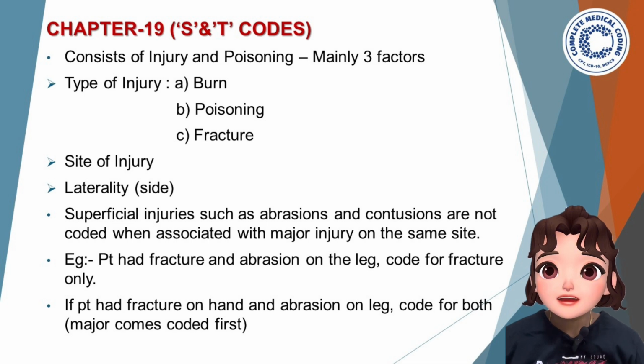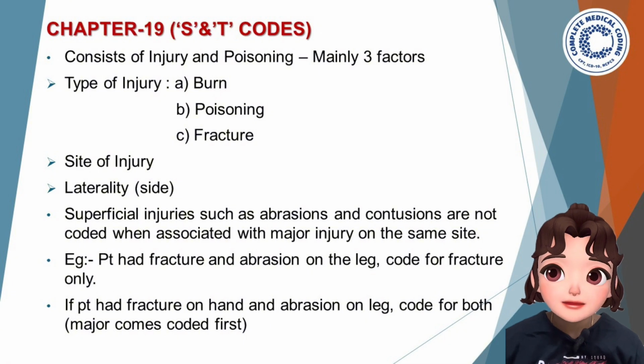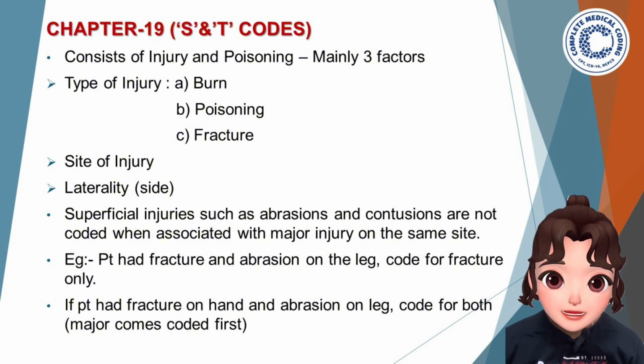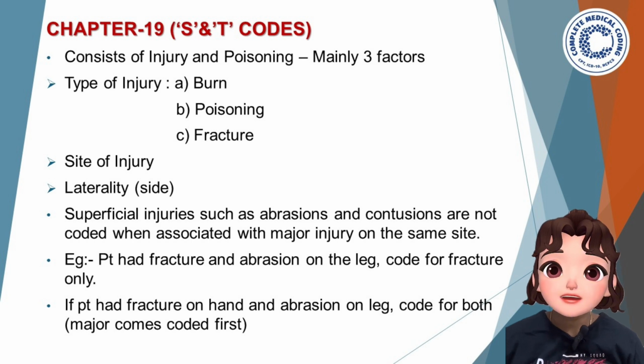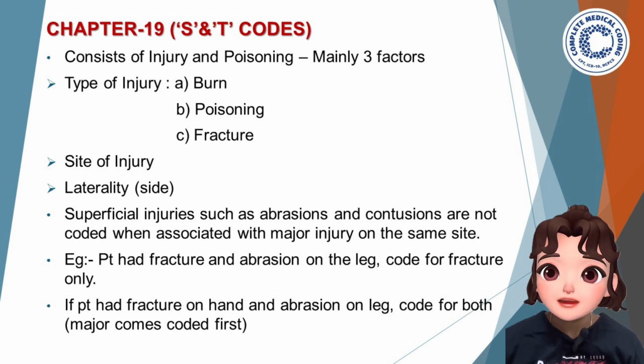Now, superficial injuries such as abrasions and contusions are not coded when associated with major injury on the same site. If you are coding some major injury on the same site, then superficial injuries such as abrasions and contusions cannot be coded. For example, if a patient is having fracture and abrasion on the leg, code only for fracture. The patient is having both fracture and abrasion on the leg, same site. Leg is the same site, right? So we will code only fracture. We will not code the abrasion.